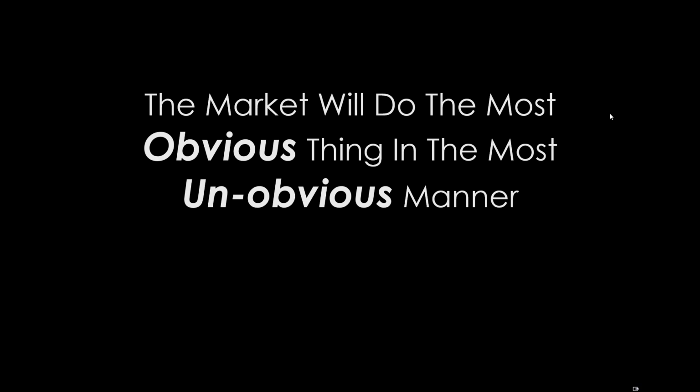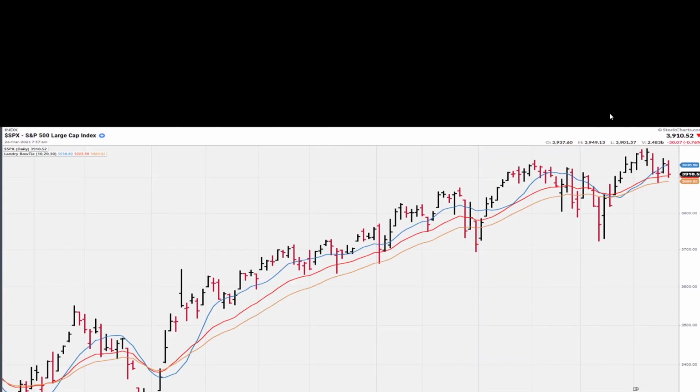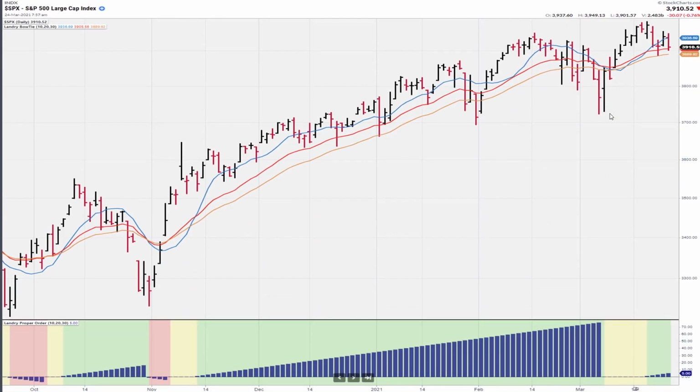Now, I want to do, again, a brief market update with some lessons. And like I said last week, borrowing a line from Linda Raschke, and she said she got it from somebody else, probably on the floor, the market will often do the most obvious thing in the most unobvious manner. And that means if it's going to roll over, it's going to have a big rally first.